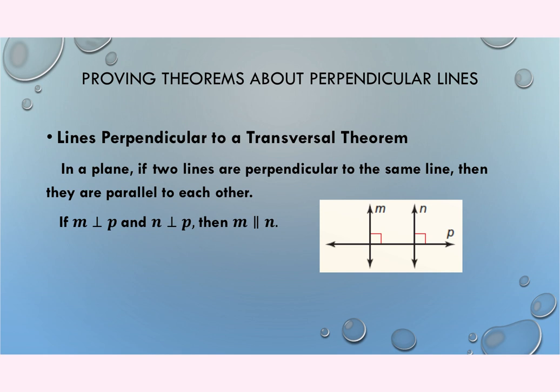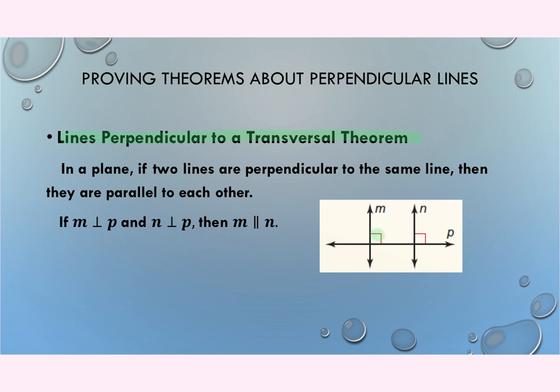Okay, this one's called the lines perpendicular to a transversal theorem. It's kind of piggybacking on what we just said, except this time you know they're both perpendicular to the same line. So in a plane, if two lines are perpendicular to the same line, then they're parallel to each other. In the last one we said if they're parallel, and perpendicular to one, it'd be perpendicular to the other.